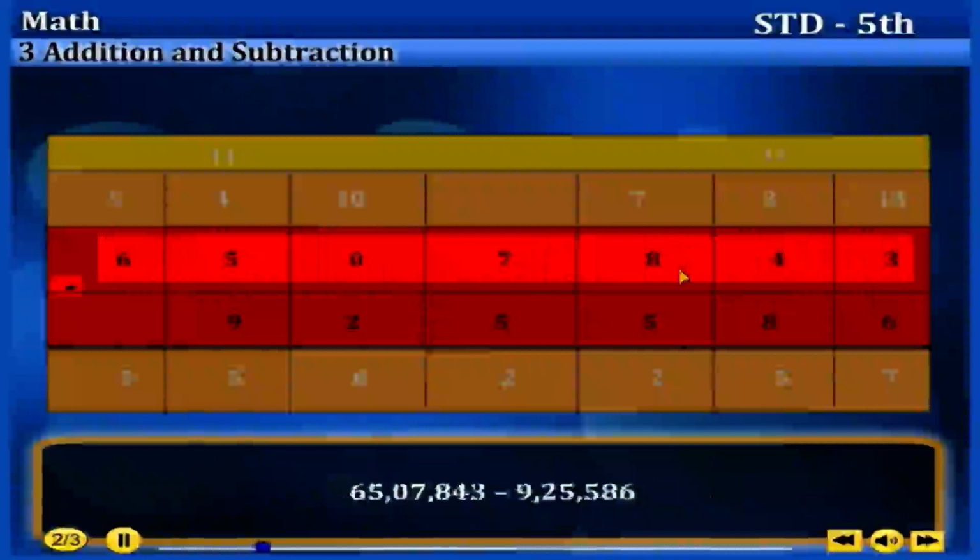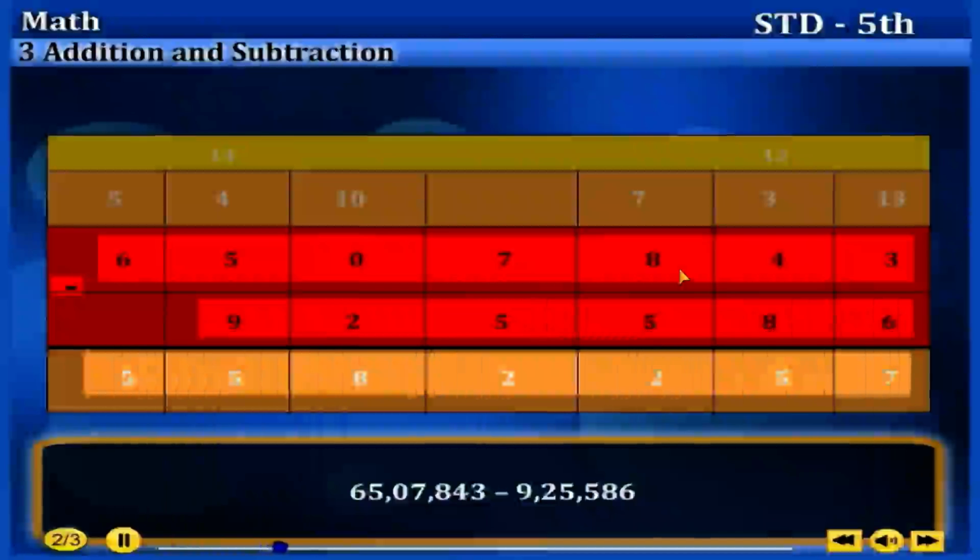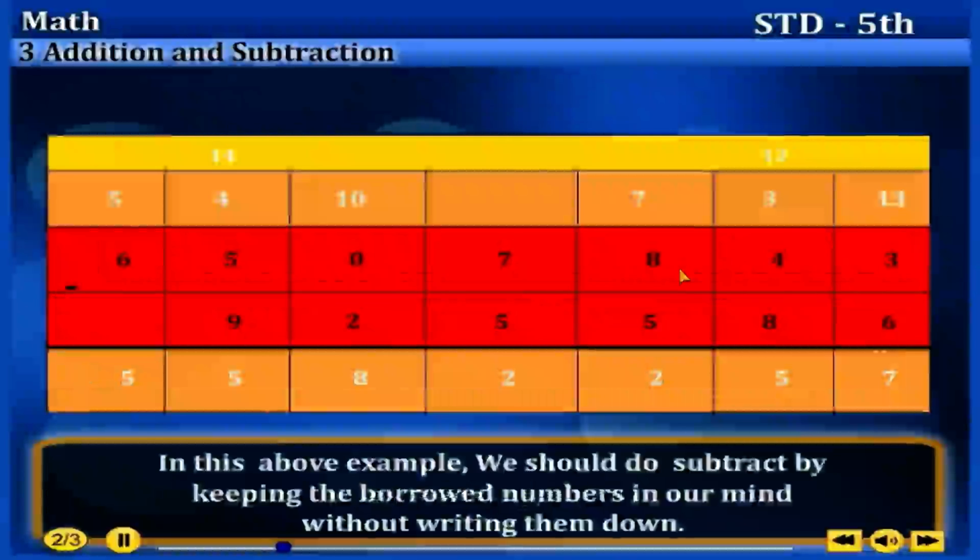65,07,843 minus 9,25,586 equals 55,82,257. In the above example, we should subtract by keeping the borrowed numbers in our mind without writing them down.